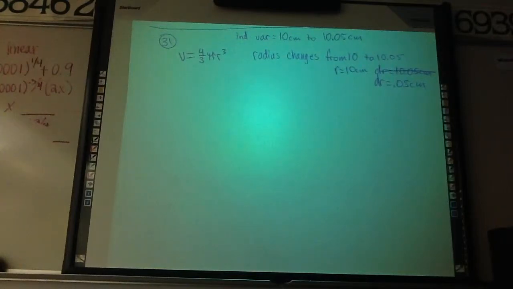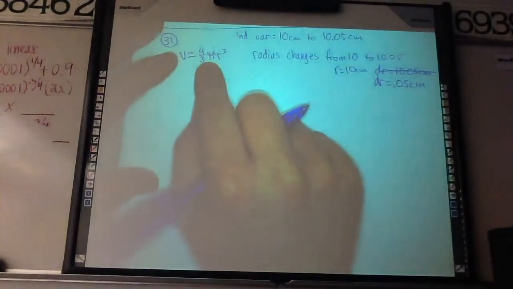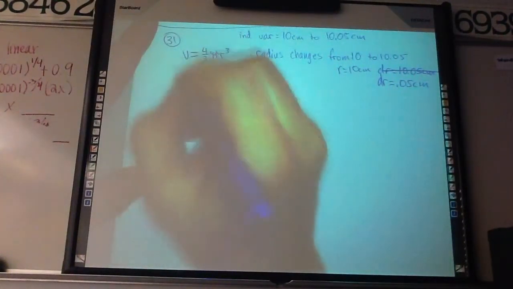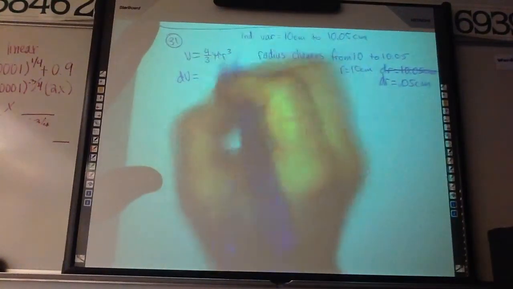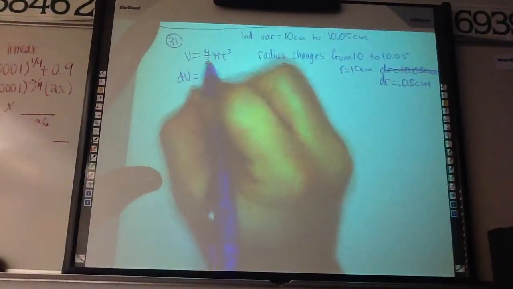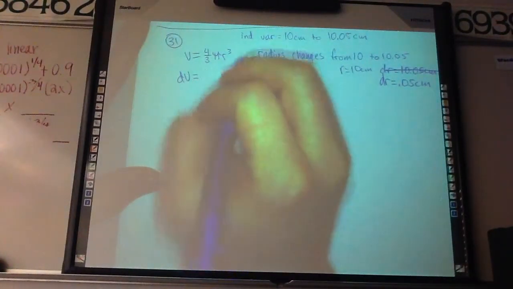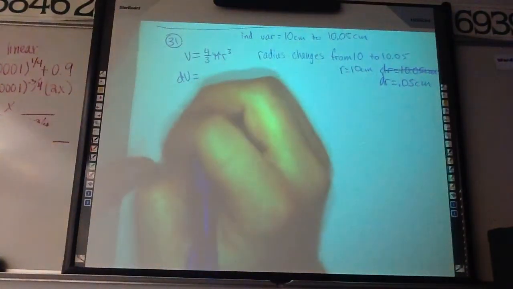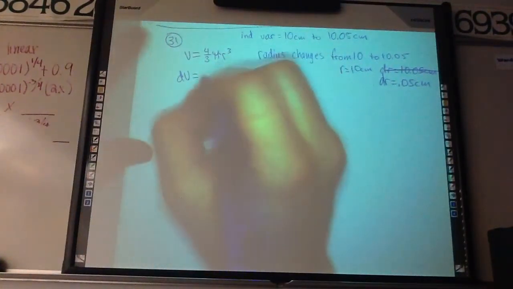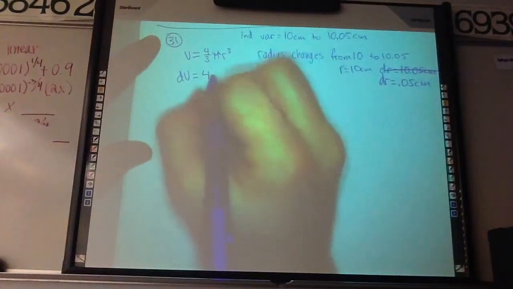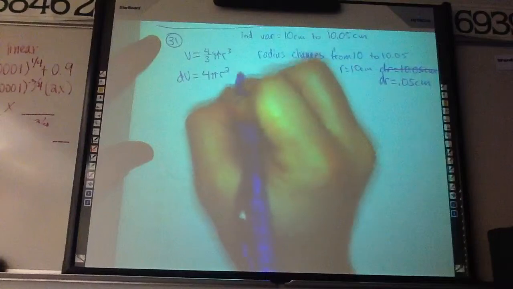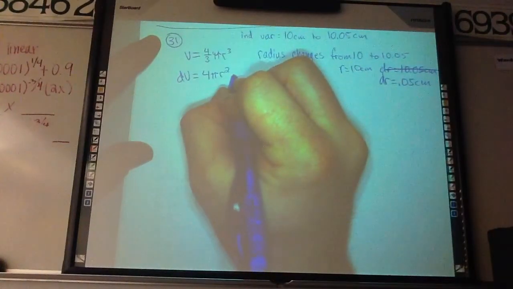Okay, so when you do the derivative, what's the derivative of the left? dV equals... we've got to take the derivative of that whole thing. Well, it's just a number times r cubed, so it's just the power rule. Just do 3 times 4/3, which is 12/3, so 4 pi r squared dr.